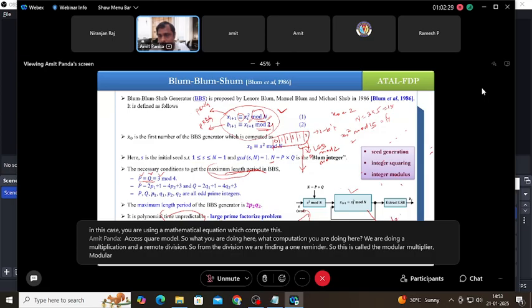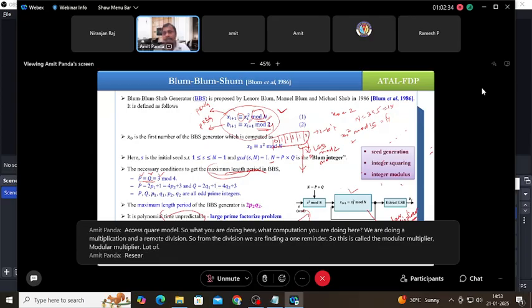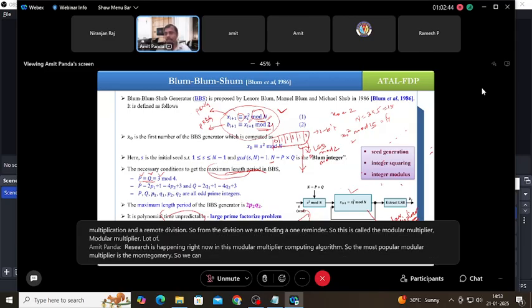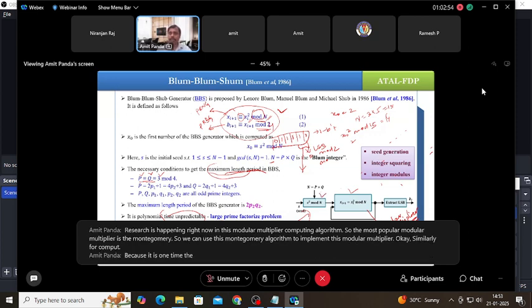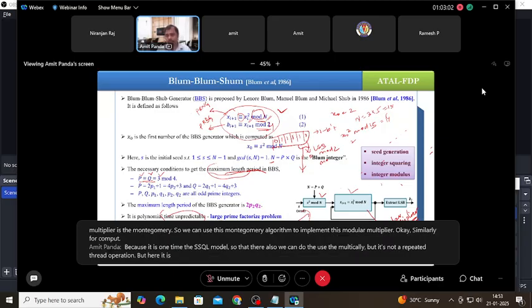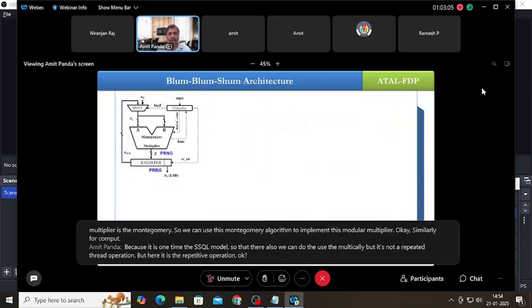A lot of research is happening right now on modular multiplier computing algorithms. The most popular modular multiplier is the Montgomery, so we can use the Montgomery algorithm to implement this modular multiplier. Similarly, for computing the seed, which is s square mod n, we can also use the Montgomery multiplier, but it's not a repeated operation. Here it is the repetitive operation. Okay.